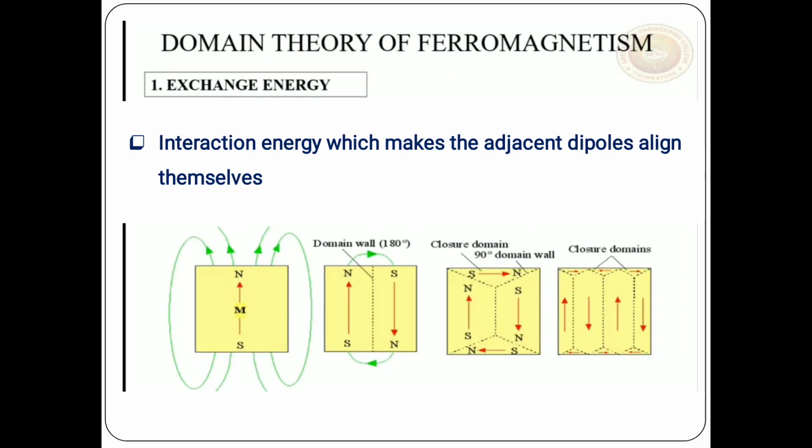So next we are going to see the four energies involved in the domain theory of ferromagnetism. The first one is exchange energy. It is the interaction energy which makes the adjacent dipoles align themselves. So from the figure, when we apply an external magnetic field, the domains exchange energy and form a single domain. It is the interaction energy which makes the adjacent dipoles align together.